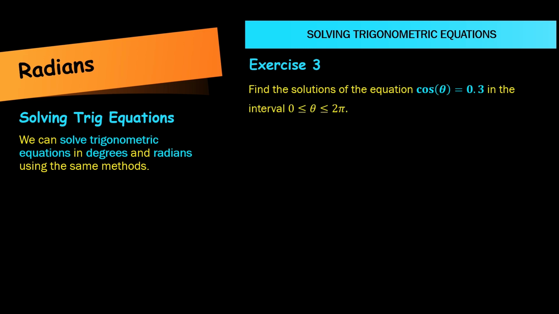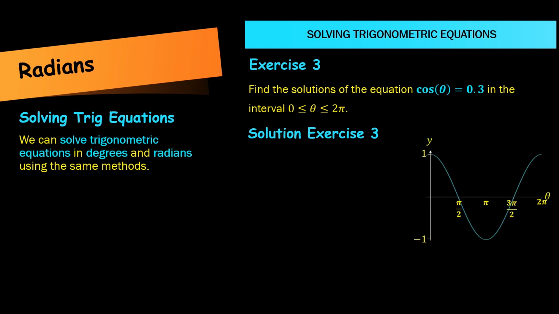We are required to find the solutions of the equation cos theta equals 0.3 in the interval 0 less than or equal to theta less than or equal to 2 pi. So let's solve this. Here's our graph of cos in the given interval. Here's the point y equals 0.3. We can use a calculator to find that theta equals 1.266 radians.